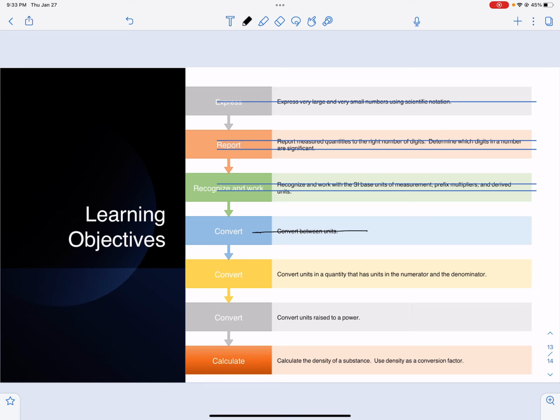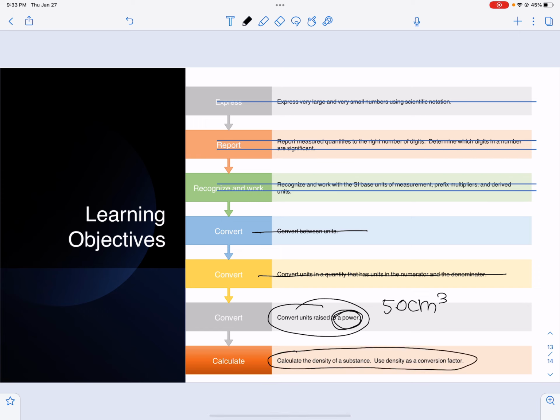and how to convert units that have values in the numerator and the denominator. So when we come back next time, we're gonna see how we can take, for example, 5.0 cubic centimeters and convert that when they have powers. Because it's a small difference in how we do those. And then we're gonna talk about density. So by the time you see the next recording, we're gonna be talking about conversion with powers and dealing with density. And that's it for now.